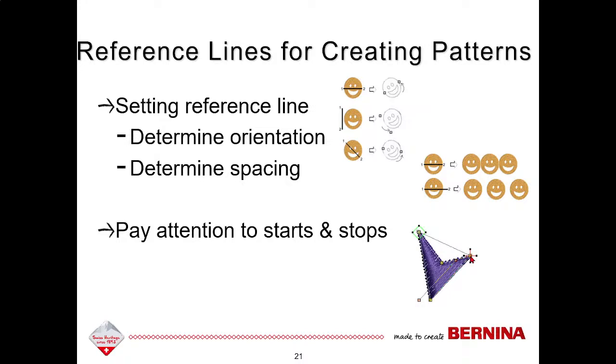So when you create a pattern, you have to set a reference line. The reference line determines the orientation and the spacing for your pattern. A lot of times you want the reference line to go with starts and stops, because that will decrease your number of jump stitches. Personally, when I am stitching a pattern fill, the ideal number of jump stitches is 0. I don't want to deal with jump stitches. But you can see with the little smiley faces, depending on how you set the reference line, which is just done with 2 clicks, it changes the points that you manipulate it with.